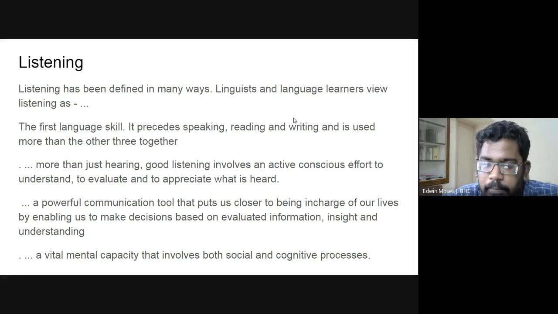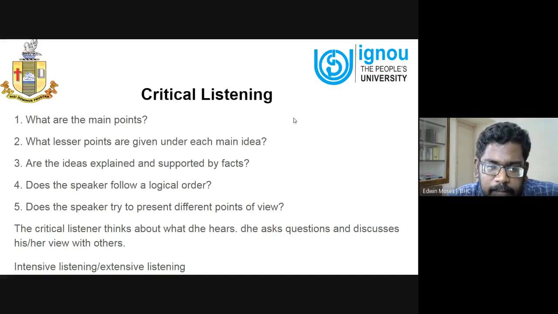So, some of the points on listening. There is another term, critical listening. What is critical listening? You would have seen that there are comprehension passages given in competitive examinations and in the English lessons you wrote in your school days. What are the main points? You read or listen to a particular passage or a recording, so you have to critically listen. Identify the main points. What are the lesser points?